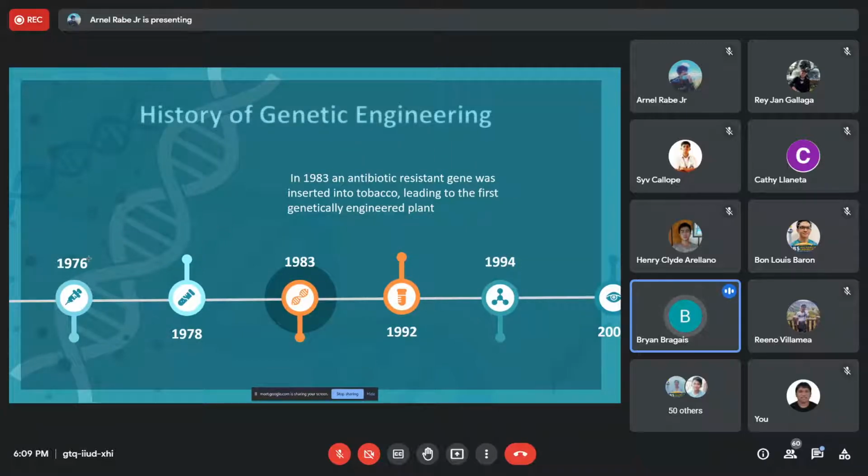In 1983, an antibiotic-resistant gene was inserted into tobacco, leading to the first genetically engineered plant. Advances followed that allowed scientists to manipulate and add genes to a variety of different organisms and induce a range of different effects.